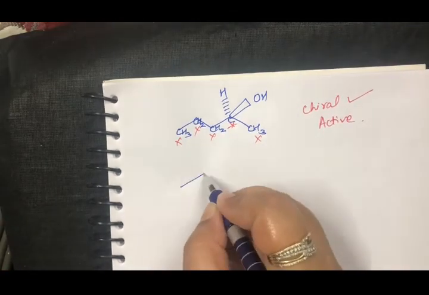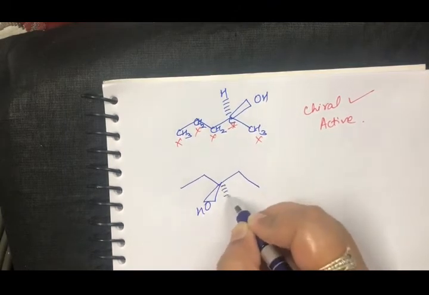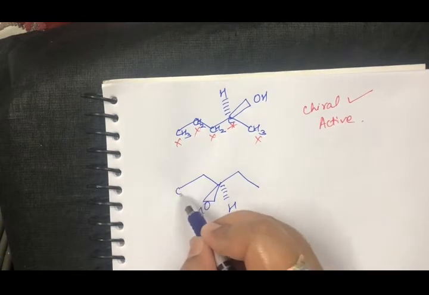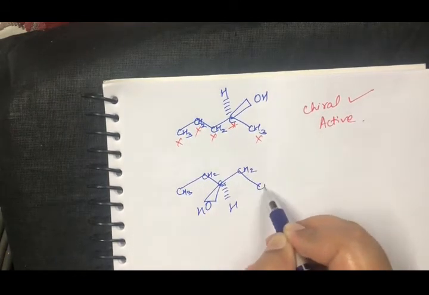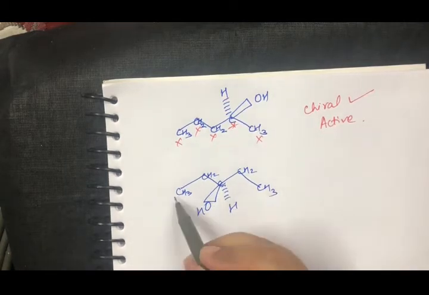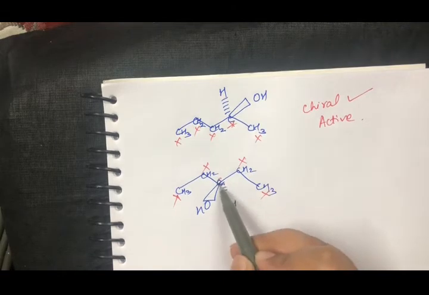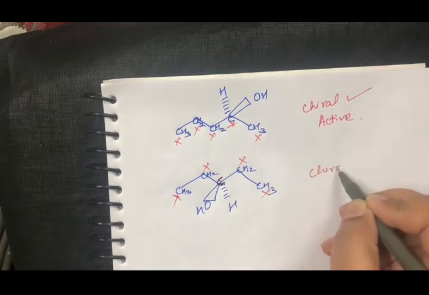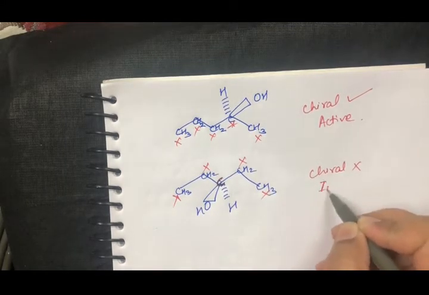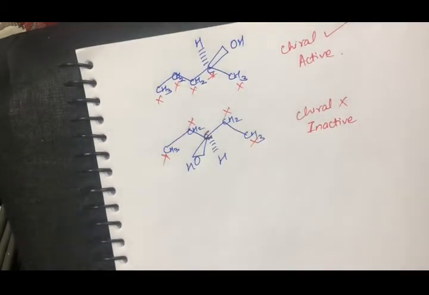Now if the compound is like this, what do you think about this? This is CH3, this is CH2, this is a carbon, this is CH2, this is CH3. Now this is not chiral, this is not chiral, this is not chiral, this is not chiral. The only option left is this carbon. This has 1 hydrogen, 1 OH, but 2 ethyl groups. So it doesn't have a chiral carbon, so it is inactive. I hope you all are following what I am trying to explain here.